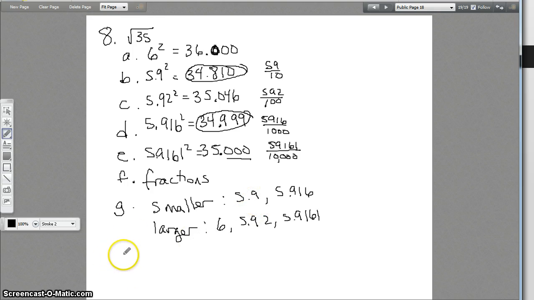Okay, and then part H asks, is it possible that a decimal number carried out to a larger number of decimal places could be exactly equal to square root 35? The answer here is no. The only way that can happen is if 35 is a square number. If it's not a square number, then you can't actually do that, because you can only get the exact value of a square root if you're taking the square root of a square number. So it's not possible because square root 35 is irrational.